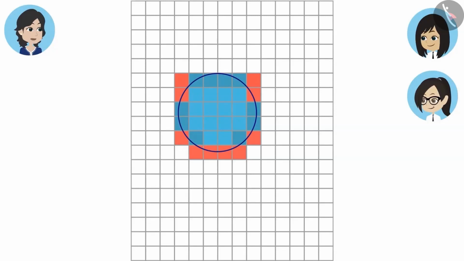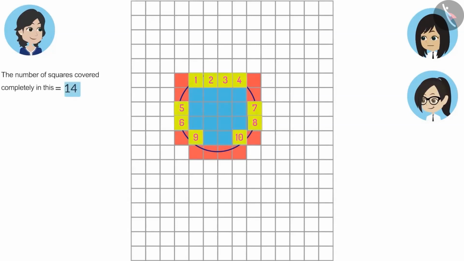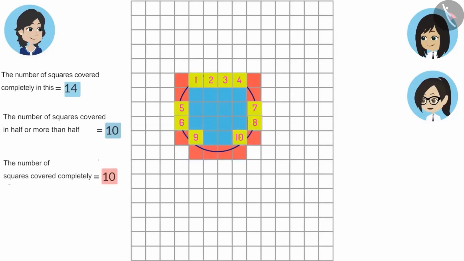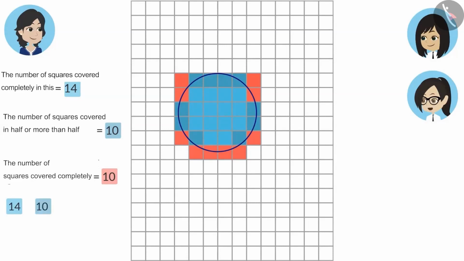Yes, Vandana. Now tell me how many squares are covered by this paperweight. The number of squares covered completely in this is 14. The number of squares covered in half or more than half is 10. And the number of squares covered less than half is 10. We will count only those squares that are covered in half or more than half. That means we will add the number of squares that are covered in half or more than half to the number of squares that are covered completely. So the answer is 24. That means this paperweight is covering almost 24 squares.